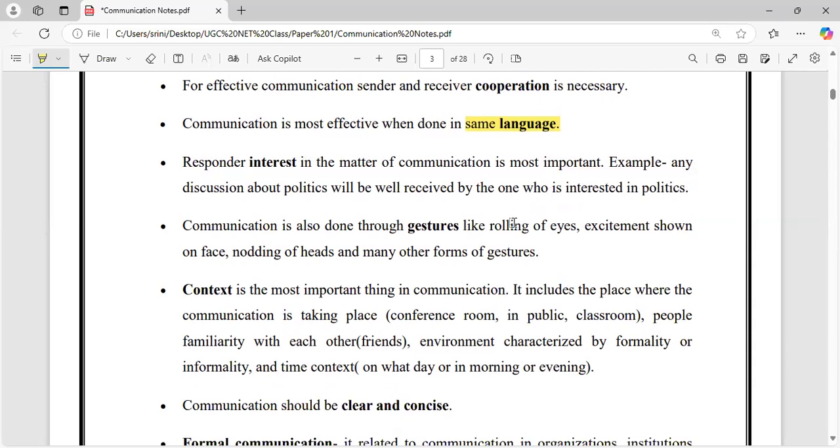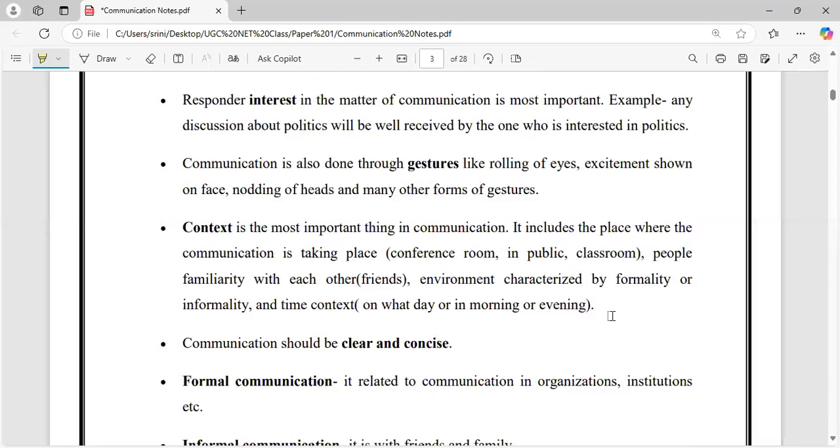Communication is also done through gestures like rolling of eyes, excitement shown on face, nodding of heads, and many other forms of gestures. Then context, where and when the communication is happening, the timing of communication is also important. Context includes the place where the communication is taking place, familiarity with each other, like friends, colleagues, and the environment categorized by formality or informality, and the time context: on what day, or in the morning.